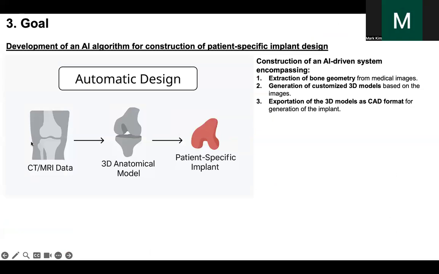So for this study, I state the main goal, which is development of an AI algorithm for construction of patient-specific implant design. And this will encompass extraction of bone geometry from medical images, generation of customized 3D models based on the images, and exportation of the 3D models as CAD format for generation of the implant.